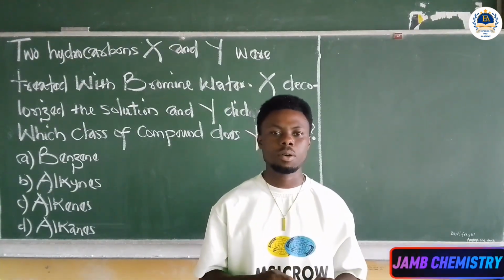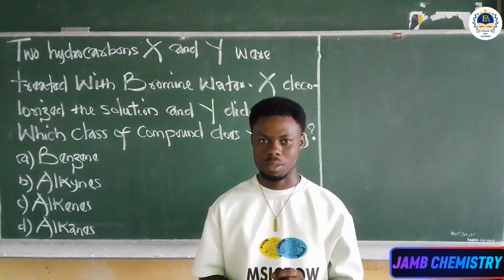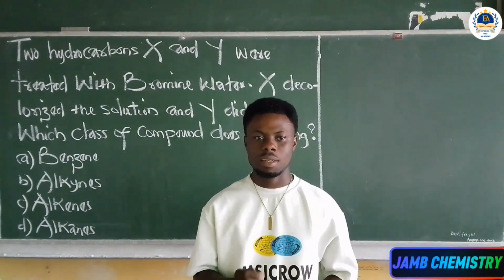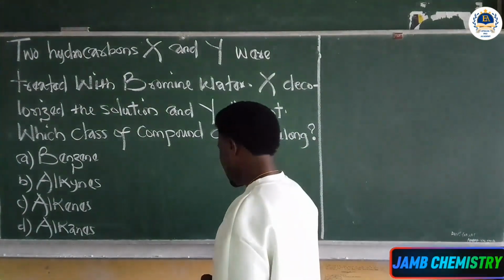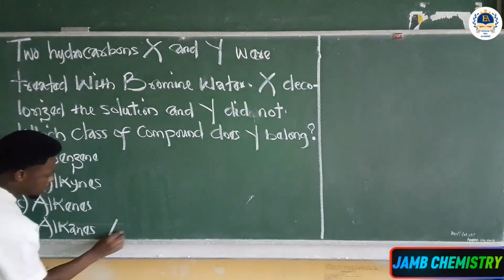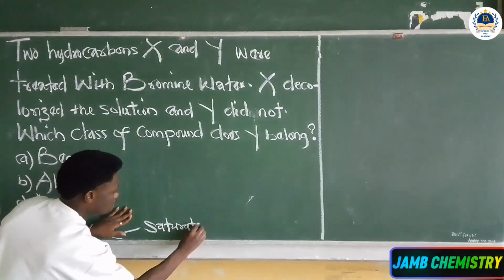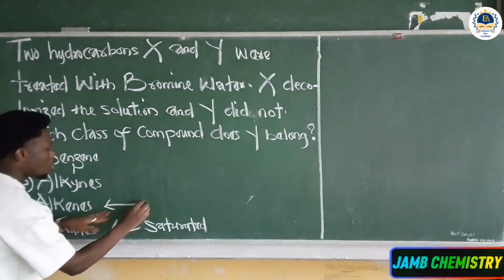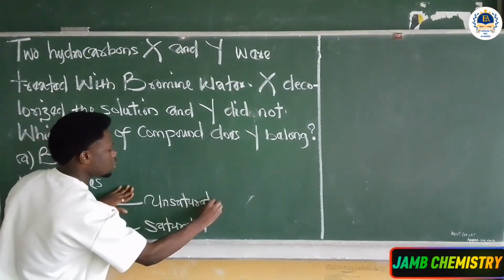So if a compound decolorizes bromine water, it means that the compound is unsaturated. But if a compound does not decolorize bromine water, that is to say, that compound is saturated. So on the board, alkanes, or the paraffins, they are saturated. While the alkenes, these are unsaturated hydrocarbons, unsaturated.